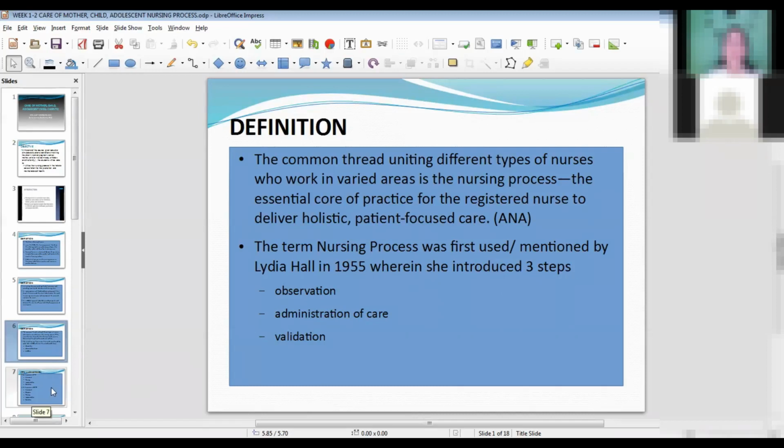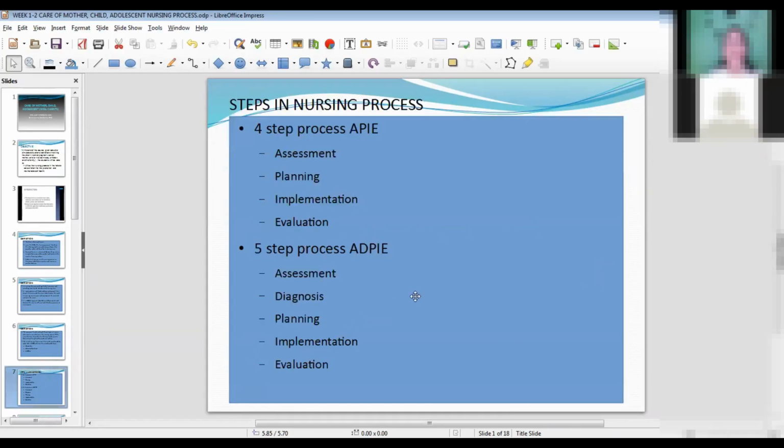So from the 3 steps, we now go to the 4 steps of nursing process. So may addition or additional letter in the steps in nursing process. So now we call this as APIE. Okay, so what is APIE? A stands for assessment. And dun sa theory of Lydia Hall, assessment is observation. Okay, and then we have P for planning. Planning is based on the goal-oriented approach.